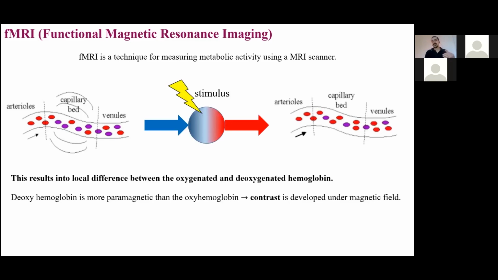So if you have a stimulus, or if a person tries to do some task like finger tapping, or wants to see something, then the theory goes that the part of the brain that is mostly activated or responsible for this task is going to need more energy. There should be more oxygen flowing to that part of the brain. And as it turns out, oxygen-rich and oxygen-poor hemoglobin have different properties when put into a magnetic field.